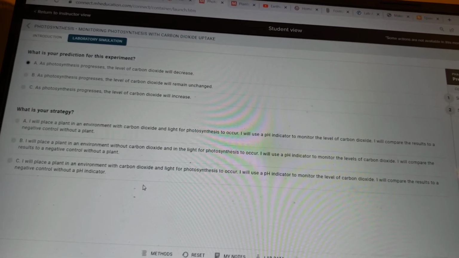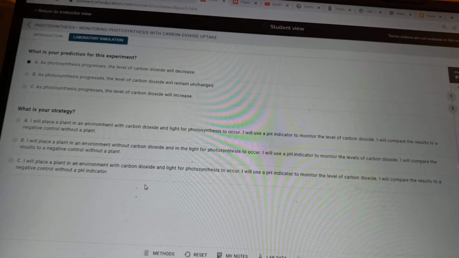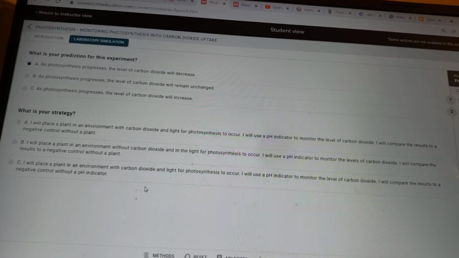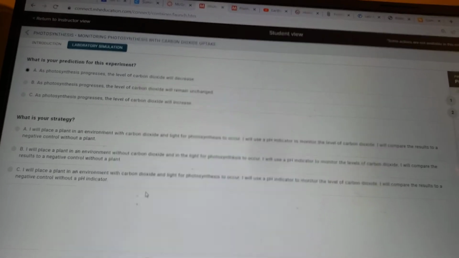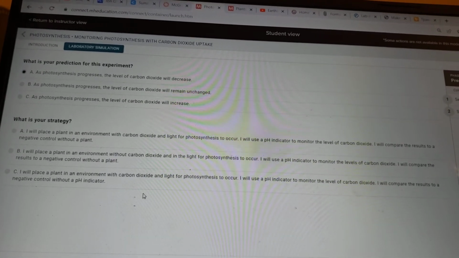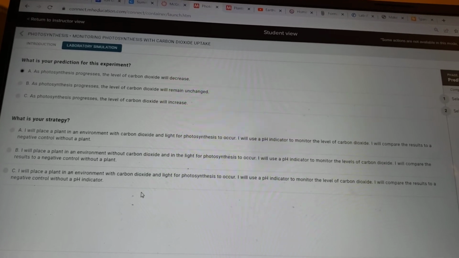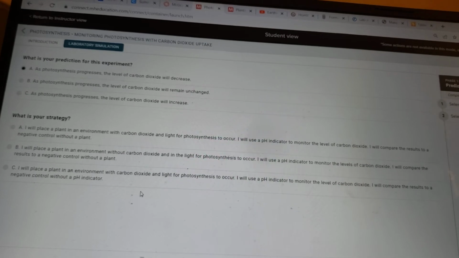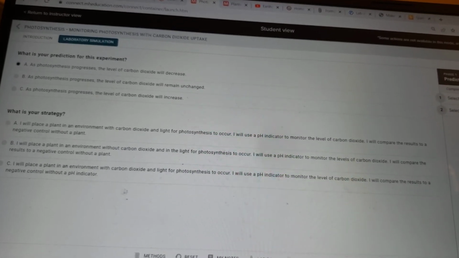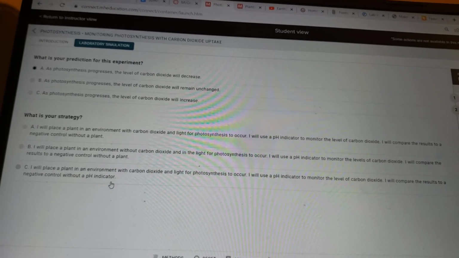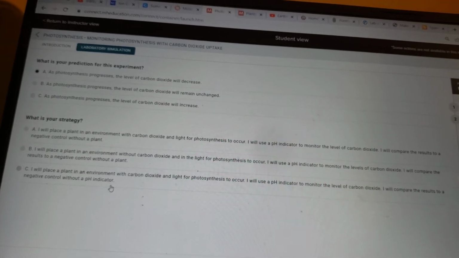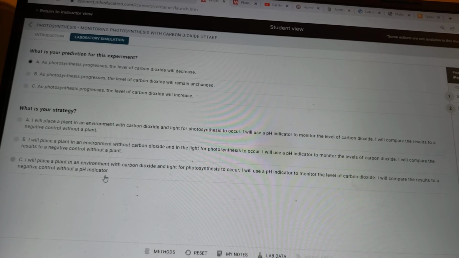And the last option, C, I will place a plant in an environment with carbon dioxide and light for photosynthesis to occur. I will use a pH indicator to monitor the level of carbon dioxide. I will compare the results to a negative control without a pH indicator. So that's also wrong because without a pH indicator, we won't be able to see if the acidity or basicity of the solution has changed.